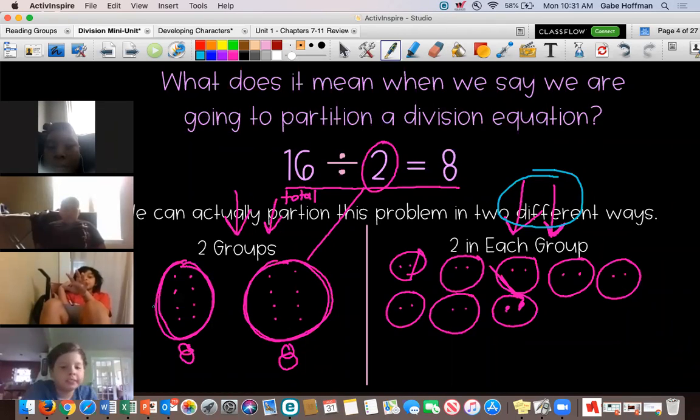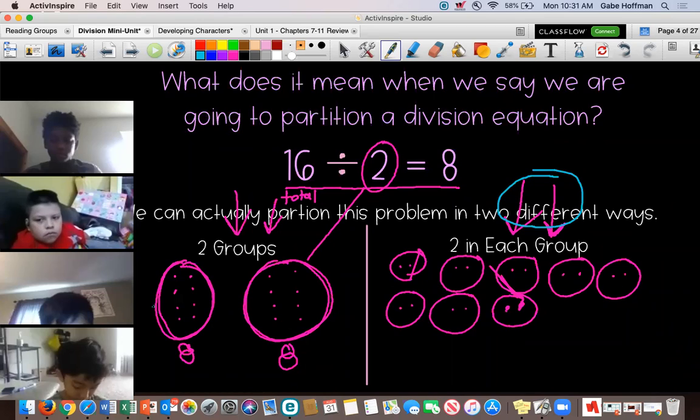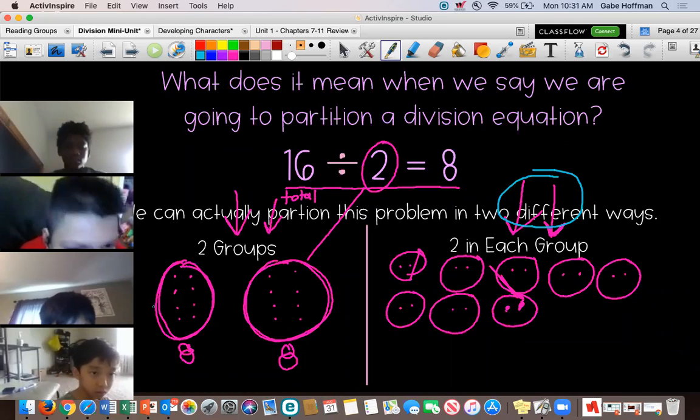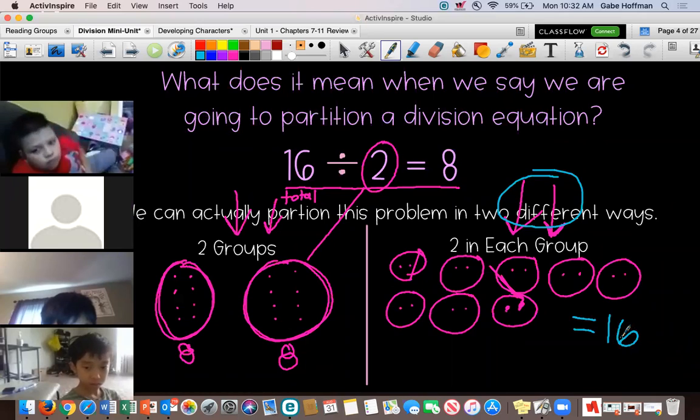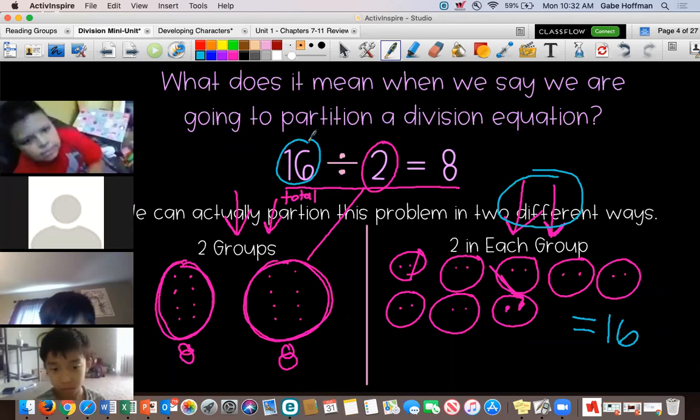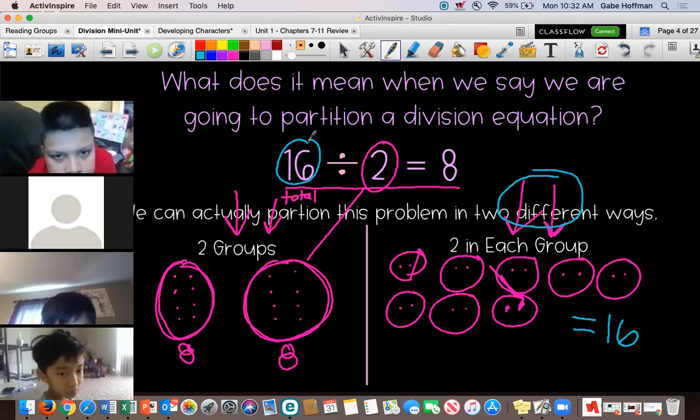Together. What did you say? You cut out. The 2 in each group is 16 together. Yep. So adding up all of these dots in here, that equals 16. So it's kind of like what we did in the first part. That's our big number we're starting with, and we divided it equally, 2 in each group, okay?